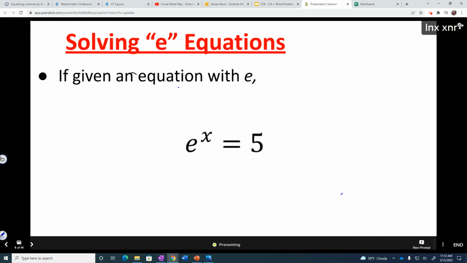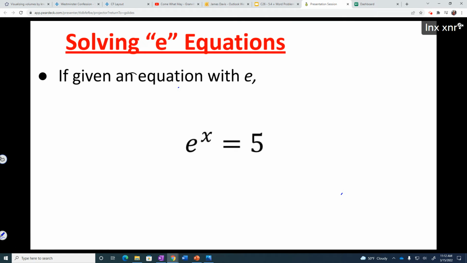All right, so here's how we solve an e equation. It's not the technical name. It's technically an exponential equation, but specifically with an e. So we're given an equation with an e like this, and our goal is always, since math started, to solve for x. So how do we solve for x here is the $1 million question. How do we get that x by itself?